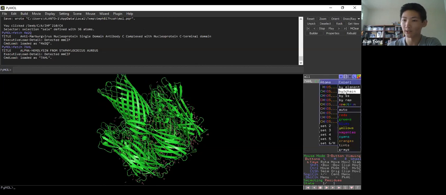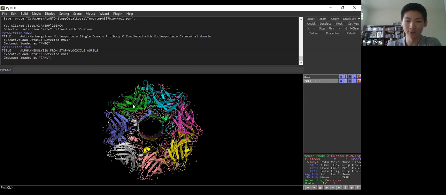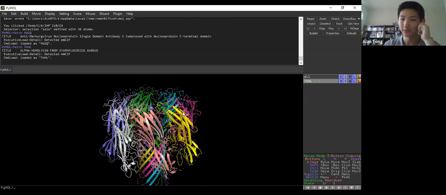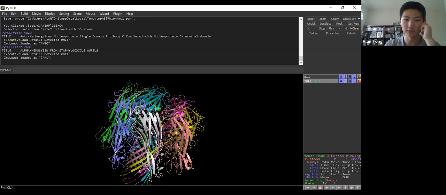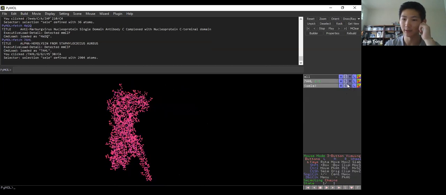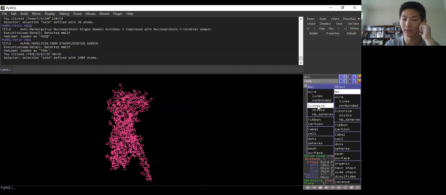And let's color it by chain. And you can see this beautiful, you know, what is it? 1, 2, 3, 4, 5, 6, 7 heptameric structure, right? Now let's zoom in on just one. So let's say that I want to select only this chain. I can select chain. Let's say I want to focus on this chain right here, and I want to hide everything else, but show only this one. Let's show it as licorice.